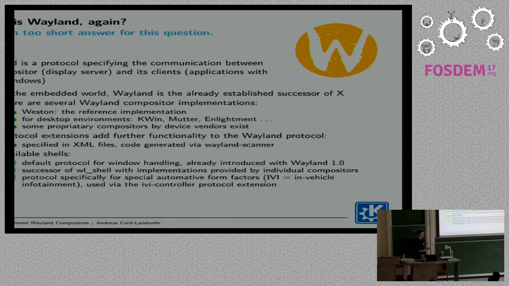There are a lot of Wayland compositors, since it's simply a protocol. So you can implement your own compositor. You can find Weston, that's the reference compositor. You can find in the desktop environments a lot of different compositors. For example, we have our own one, KWin, in KDE. GNOME has its own, Enlightenment has its own. I actually also encountered proprietary compositors somewhere in the field.